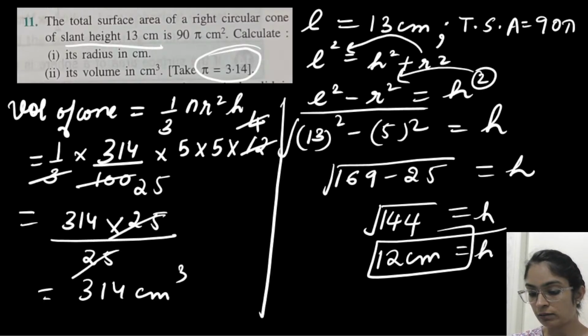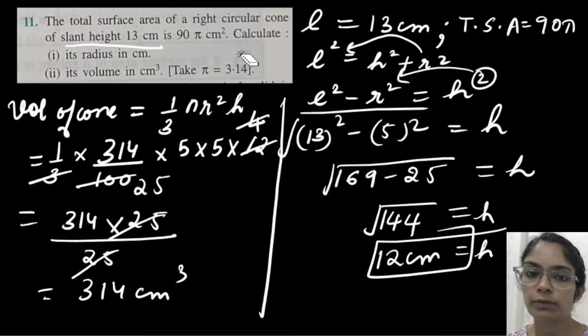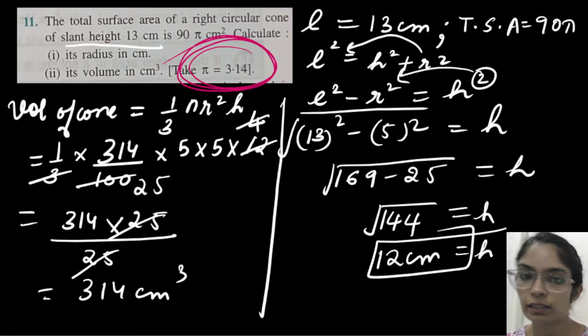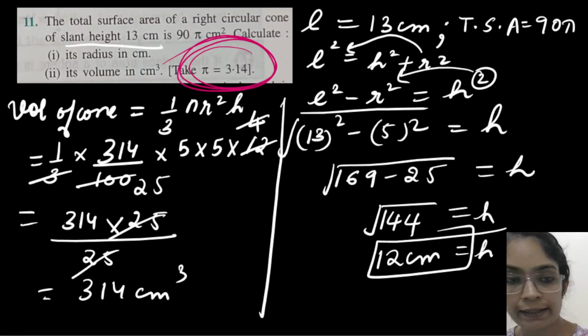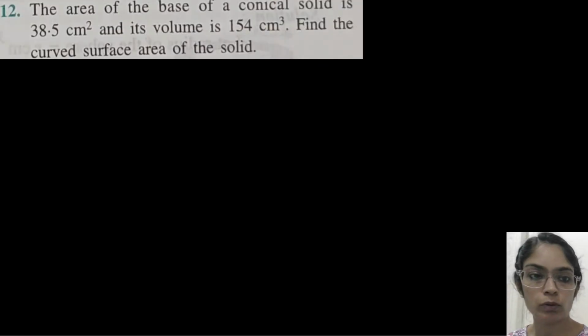Navya has given the answer. Anika has given. Aditya, yes. So I think you were taking a different value of pi, so that's why you were getting a different answer. But in this question, it is especially mentioned you have to consider the value of pi as 3.14. So this is a very important thing. Accordingly, you have to consider the value of pi. So it's correct. Okay, we are good to go to the next question.